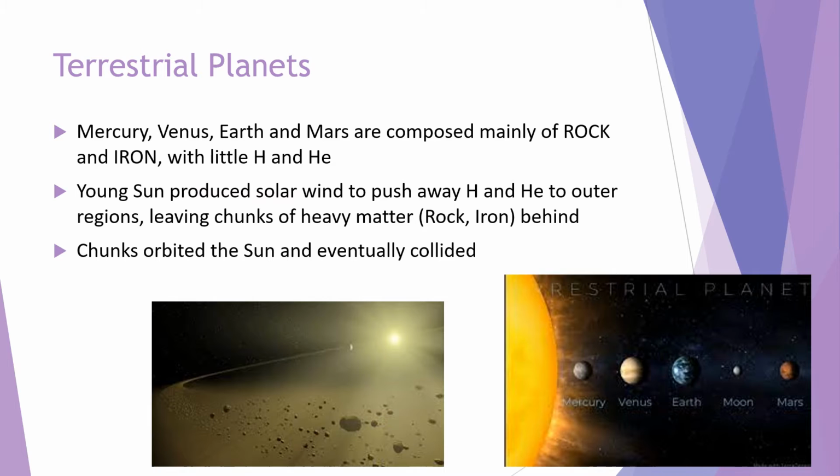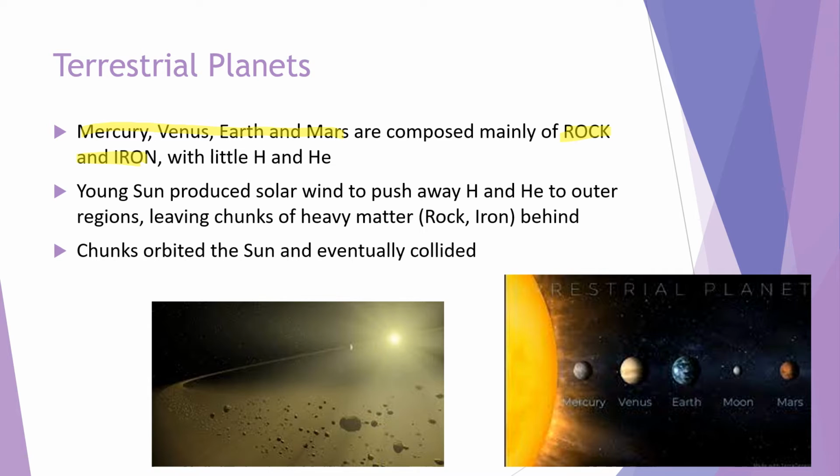Okay, so that brings us to our terrestrial planets. These are our inner planets, guys, made up of Mercury, Venus, Earth, and Mars. Remember, these are composed mainly of rock and metals, specifically iron, with little hydrogen and helium. We know that our outer planets are more made up of hydrogen and helium. So our terrestrial inner planets are made up of rock: Mercury, Venus, Earth, and Mars.